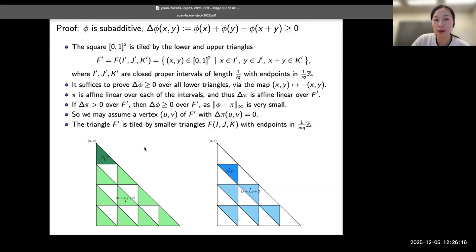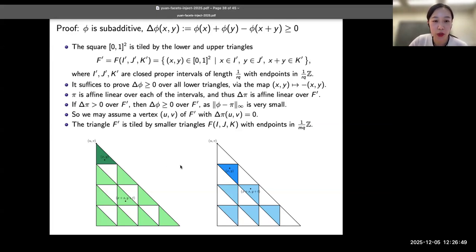If the subadditivity slack of pi is strictly greater than 0, then because phi is an approximation of pi, the difference is very small. We can already say that subadditivity delta of phi is non-negative. So we may add the assumption that there is a vertex UV of this triangle F prime where subadditivity of pi is 0.